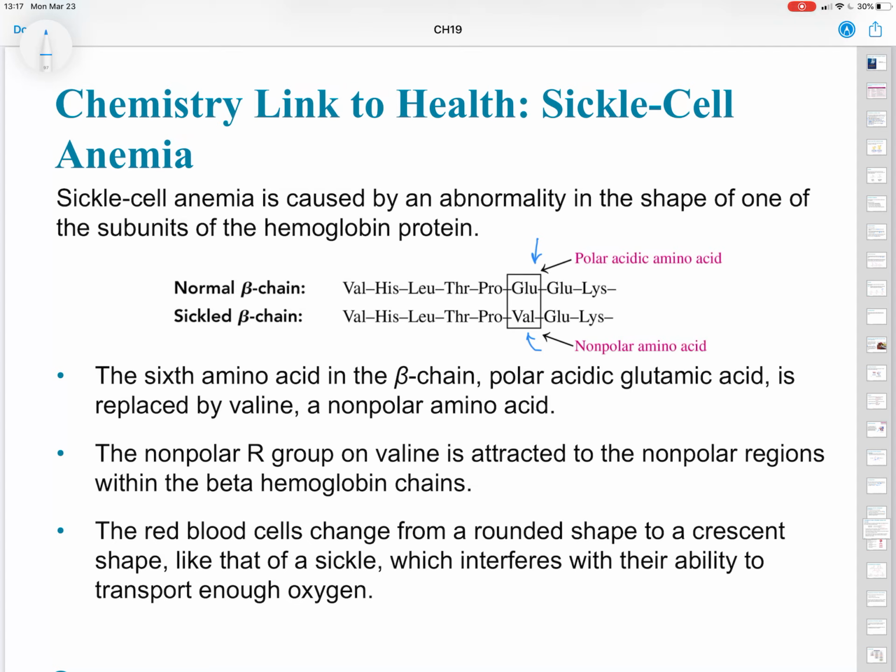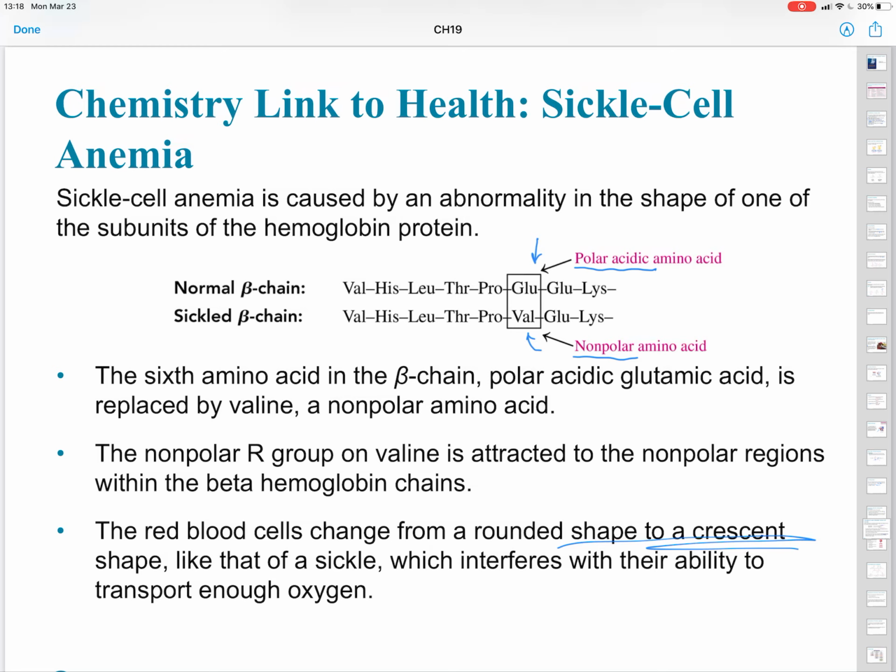So if you get valine, all of a sudden one of these crucial interactions that would have been there is gone. This was polar, acidic, probably involved in some sort of salt bridge. Now it's nonpolar, so it's not going to salt bridge. And right there, the protein doesn't fold properly. So instead, it gets this crescent shape and then they stack together. Sometimes they even cause the whole shape of the blood cell to be misshapen, and then they break easier. So it's a pretty bad disease.